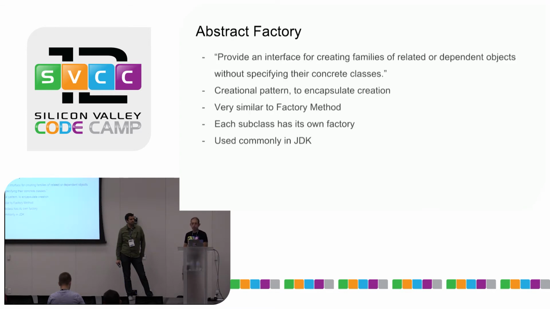Next, abstract factories, which are like a more complicated version of the factory method. Again, it will encapsulate the object creation. This time, each class will have its own factory. It's very similar to the factory method. If you understand one, you can easily switch to the other. And the interesting thing is, this pattern is used widely in the JDK, in documents and other stuff. I mean, it's really all over the JDK.